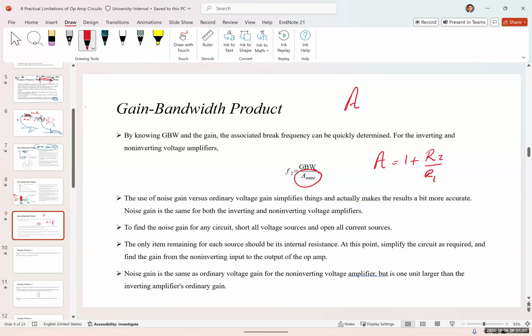And for both of them, it's equal to 1 plus R2 over R1. So A for a non-inverting amplifier was equal to 1 plus R2 over R1. A for an inverting amplifier was negative R2 over R1. But A noise is the same for both of them, and it's equal to the gain of the non-inverting amplifier, which is 1 plus R2 over R1.